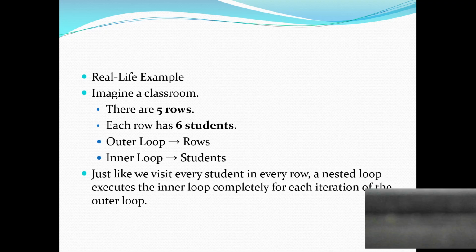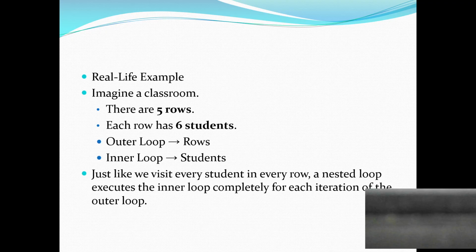After greeting every student in row 1, you move to row 2 and again you will greet all the 6 students. Notice something: for every single row, you visit all the students. So this is exactly how nested loops work.